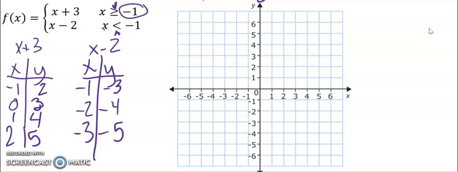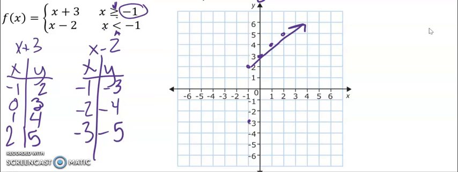We've got -1, 2, 0, 3, 1, 4, and 5, 3. Or, excuse me, 2, 5. Then the other side we have -1, -3. Okay, this one should be a solid dot. We have that. And then it keeps going.